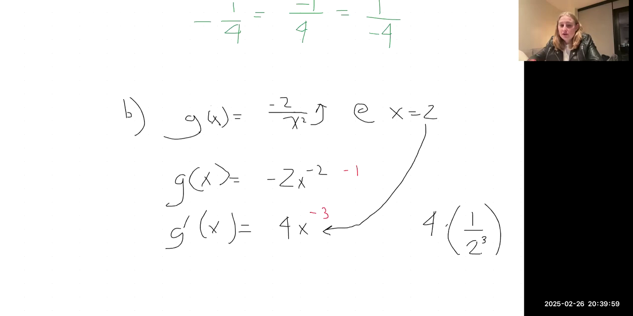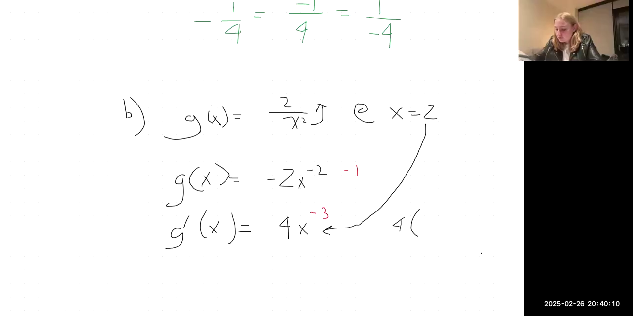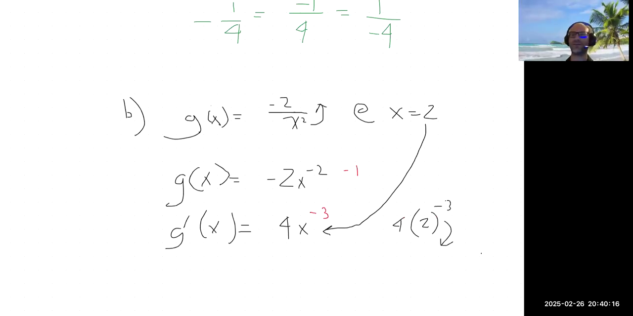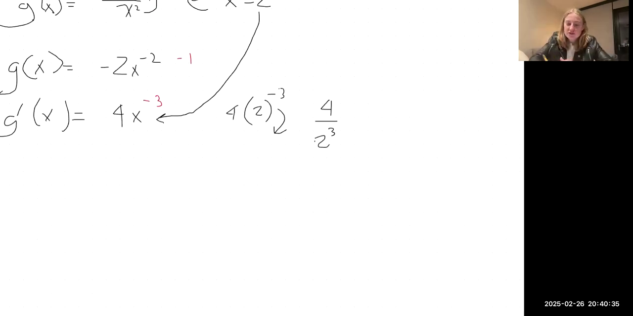Wait, let me back up. Why can't I just do 4 times 2 to the negative 3? You can, but it's hard to process that without a calculator. So you bring this down to the bottom and you get 4 over 2 to the third, because if it's negative, you could bring it to the bottom and make it positive. So you're saying I couldn't do what I wanted with the TI-30XII?